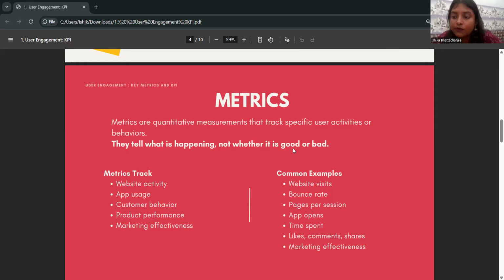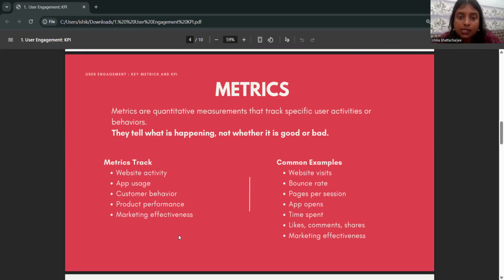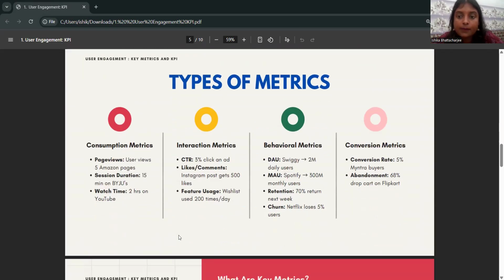Correct. So some of the examples are website visits, bounce rates, pages per session, app opens, time spent, likes, comments, shares, marketing effectiveness. So these are some common examples. And what do metrics track? Metrics track website activity, app usage, customer behavior, product performance, and marketing effectiveness again. So this is metrics. Now let us see what types of metrics there are. There are a few types: consumption metrics, interaction metrics, behavioral metrics, and conversion metrics.